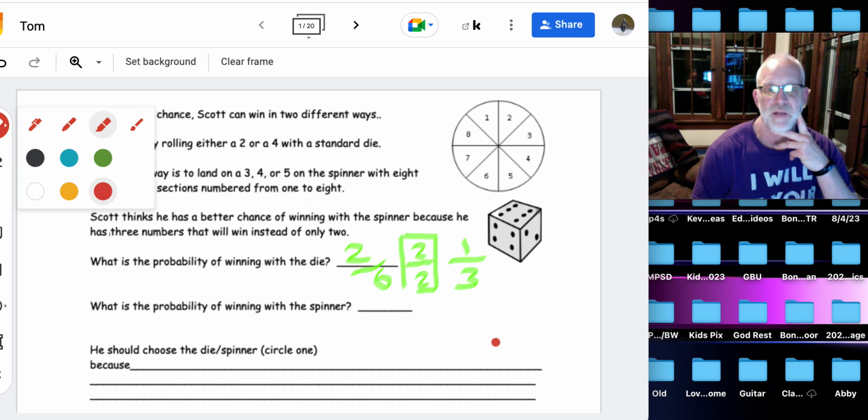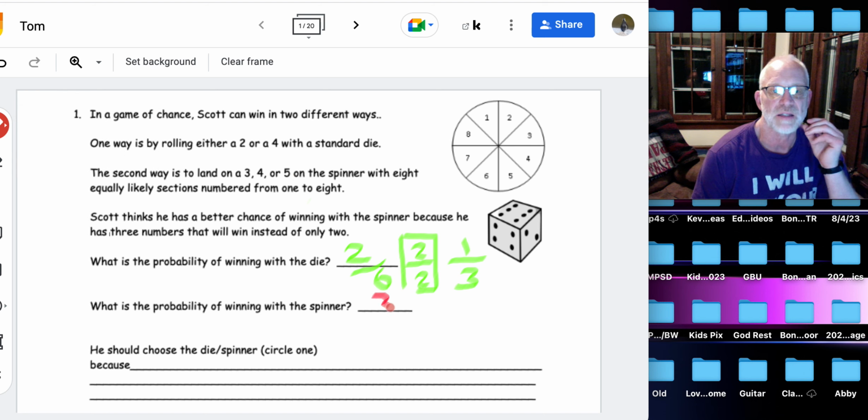What's the probability of winning with the spinner? Winning with the spinner is, how many ways are there to win? 1, 2, 3. There's 3 ways to win out of 8. So 3 out of 8.